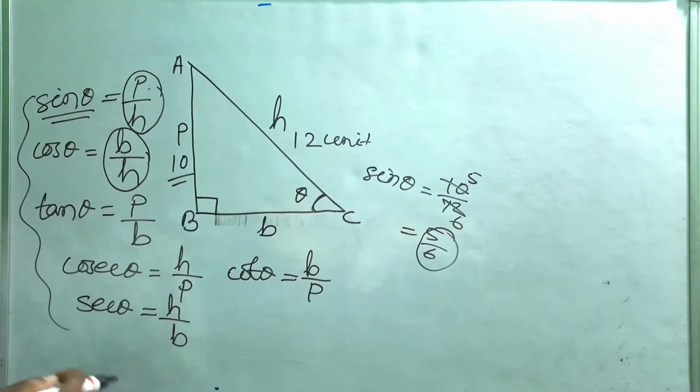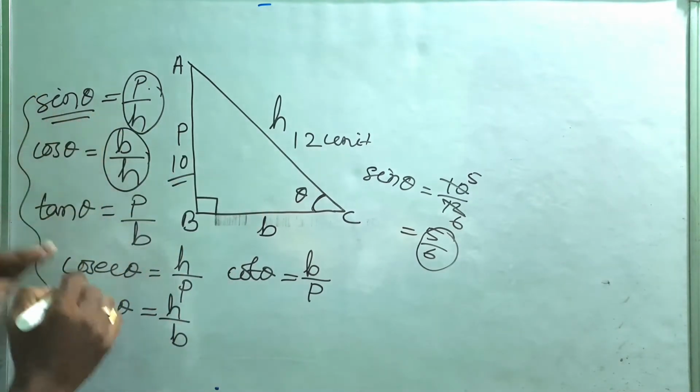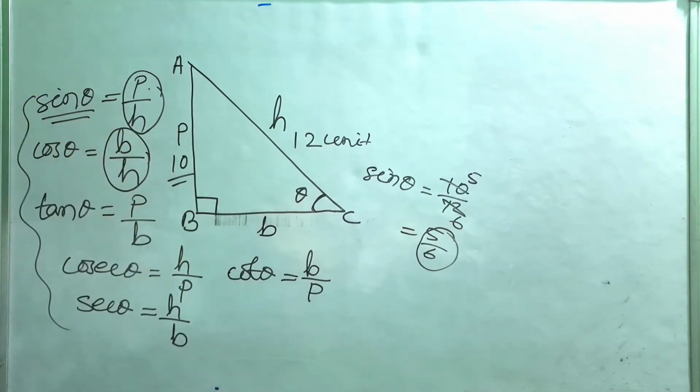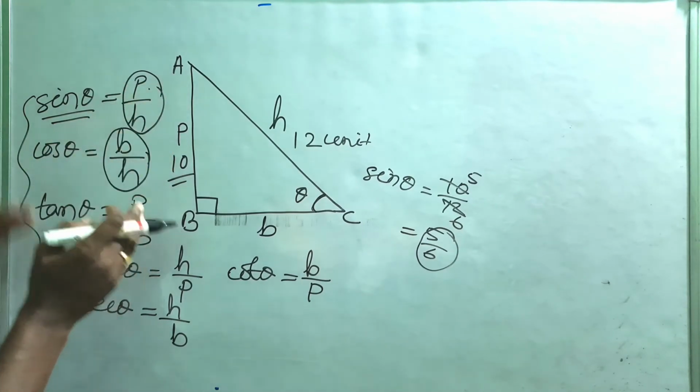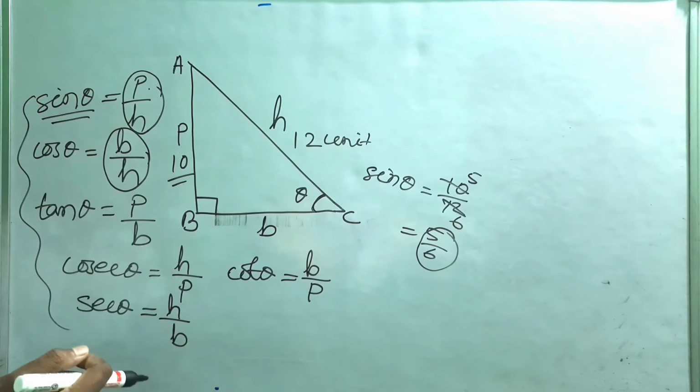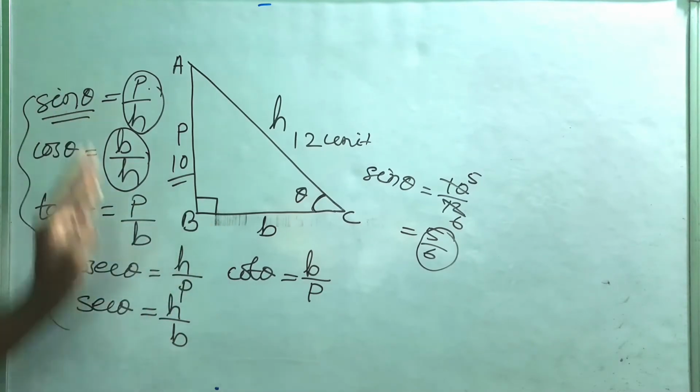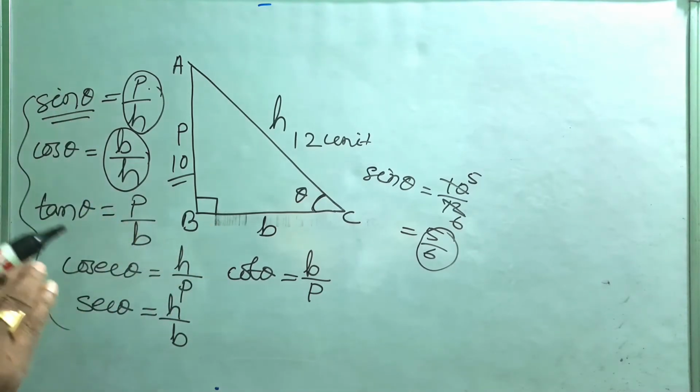Okay, so that is why these trigonometric functions are called trigonometric ratios when we take some angle, because they are expressed as the ratio of P, B, H. That is why they are called trigonometric ratios. Now we will know its applications.